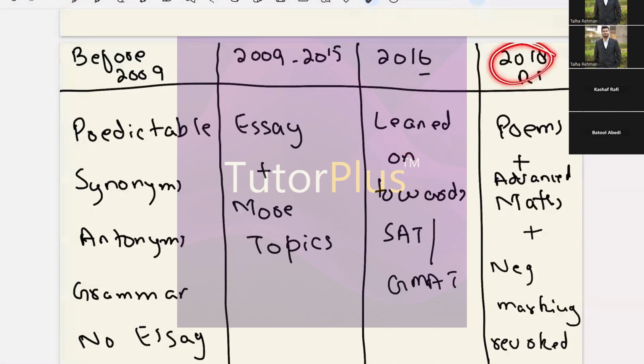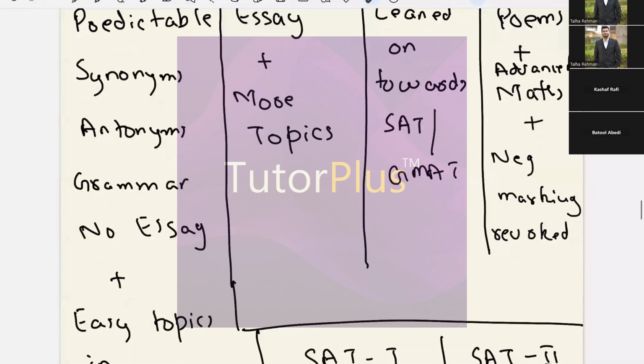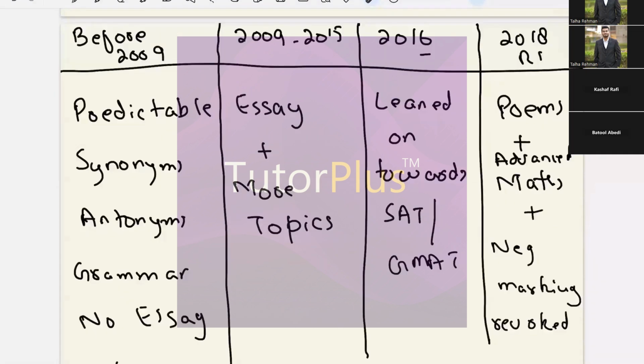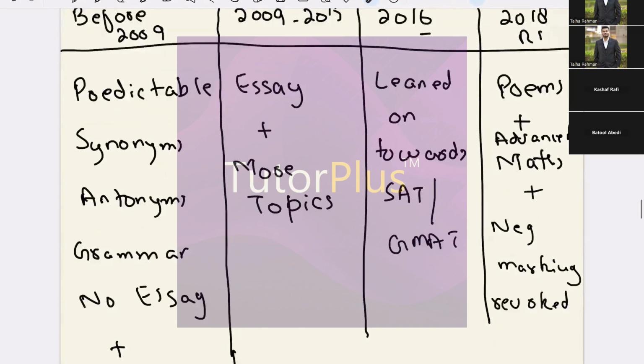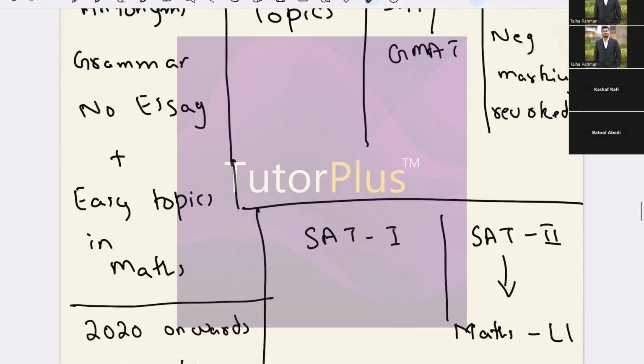And then in 2018, they started testing poems. They started testing new topics in maths as well. And the negative marking was revoked. And in 2019, they stopped testing students on the essay as well. So in your attempt, there is not going to be an essay in the IBA test. So there's no longer an essay in the IBA test anymore. So at Tutor Plus Beta, we will be covering all of this.